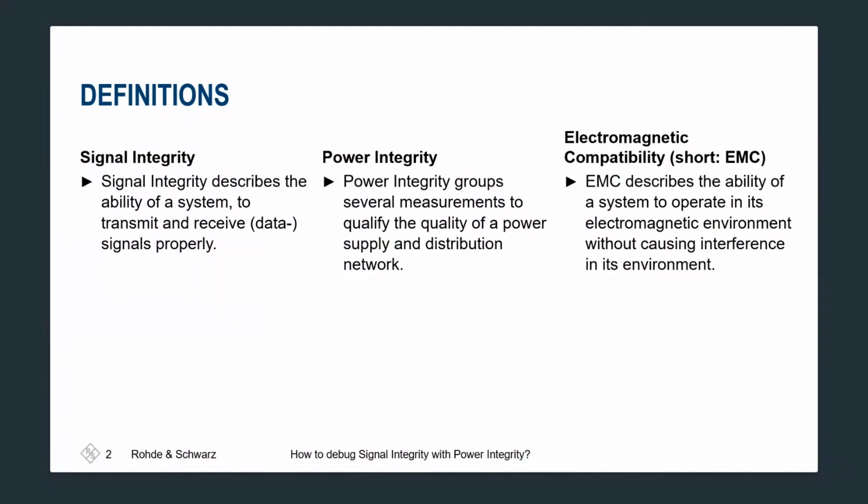Signal and power integrity and EMC problems can be grouped into three different categories. Signal integrity describes the ability of the system to transmit and receive data signals properly. This means basically how electrical properties of the interconnects that are interacting with the signal's voltage and current waveform affect the performance itself. Power integrity groups several measurements to qualify the quality of the power supply and distribution network. EMC means a contribution to radiated emissions or susceptibility to electromagnetic interference from external fields.